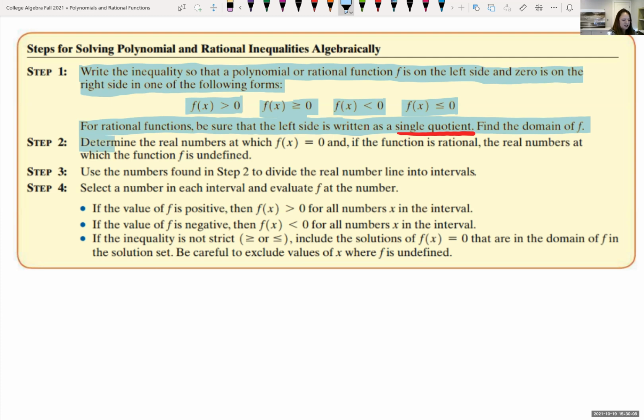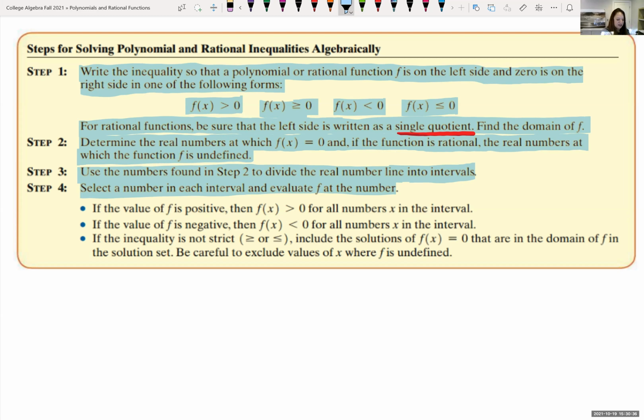Okay, step 2, determine the real numbers at which f of x equals 0. And if the function is rational, the real numbers at which the function is undefined. Okay, values which set our denominator equal to 0. Use numbers found in step 2 to subdivide the real number line into intervals, and then select a number in each interval and evaluate f at the number. Okay, so we're going to test numbers, and we did this for quadratic inequalities. And if you took Math 52, this was covered in that class too.